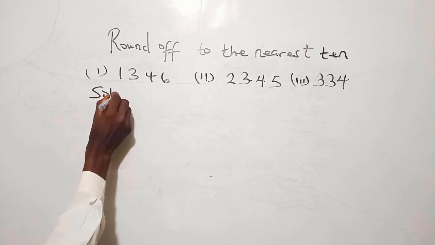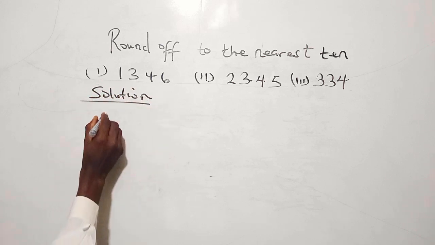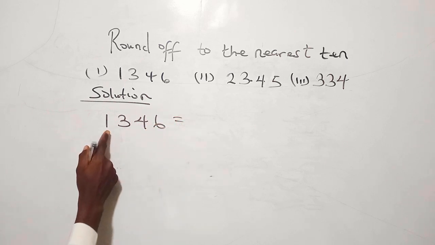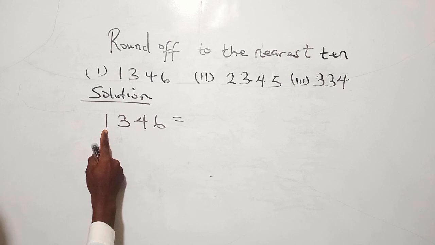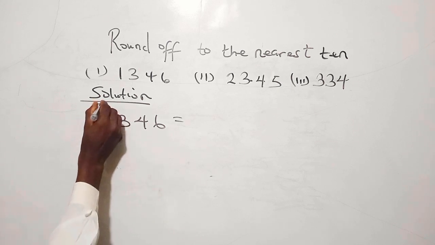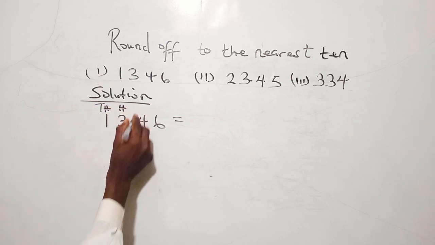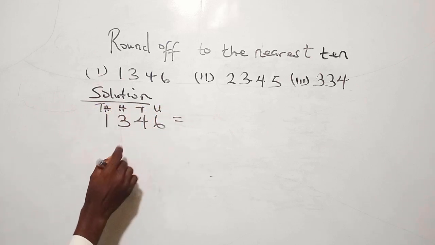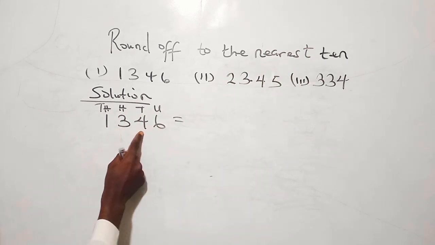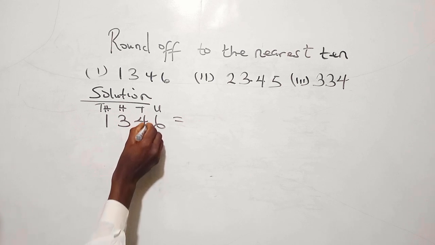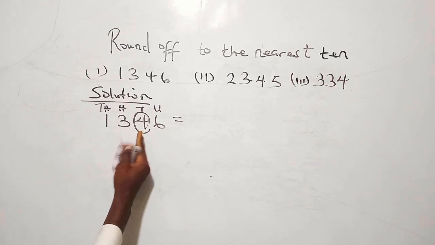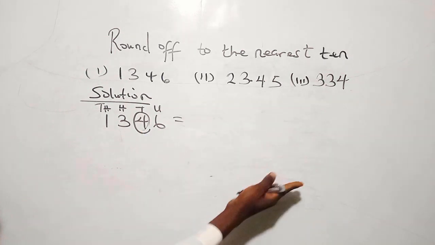The first one, solution, we have 1346. The first thing you need to do is to identify the place value of each digit. When you look at this, the digits represent thousand, followed by hundred, followed by tens, followed by units. From here, you have to round to the nearest 10. So we identify the tens value, which is 4. We want to write to the nearest 10, so that means we render every other digit to 0.